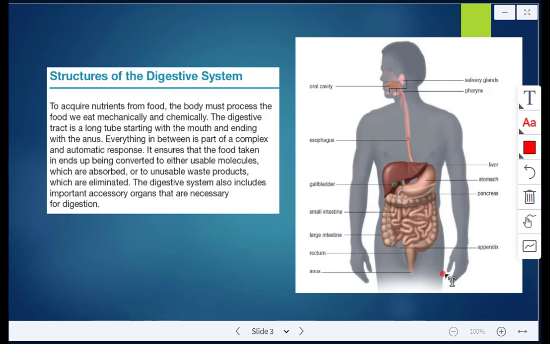So you'll notice some accessory organs that were not part of the digestive tract. They are the liver. So this large organ here is the liver. This greenish structure right under the liver, that's the gallbladder. This structure here looks kind of like a leaf close to the stomach. That is the pancreas. And there is the appendix shown right here coming off of the large intestine right there.